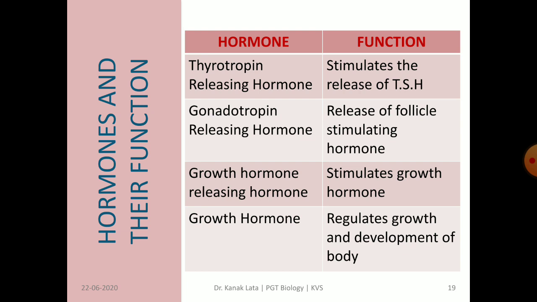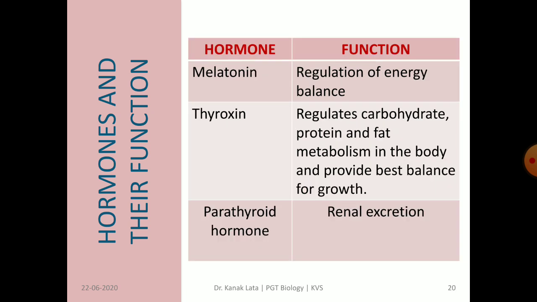Thyrotropin releasing hormone stimulates the release of thyroid stimulating hormone. Gonadotropin releasing hormone stimulates the release of follicle stimulating hormone. Growth hormone releasing hormone stimulates growth hormone. Growth hormone regulates growth and development of the body. Melatonin, regulation of energy balance.